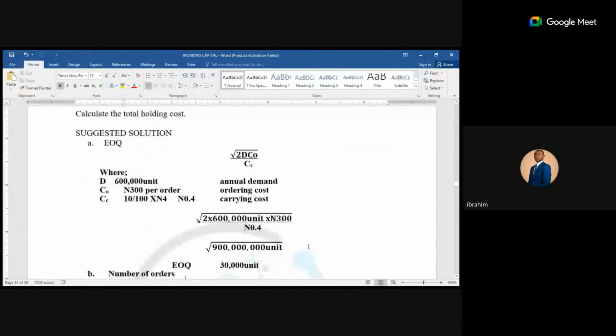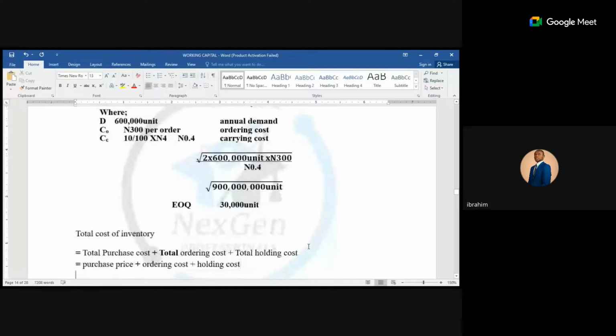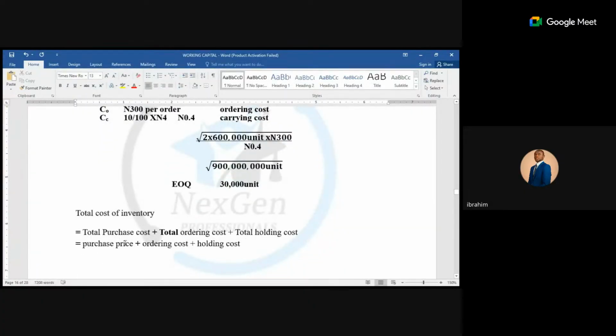So, where are we? Okay. Purchase price times the quantity, annual demand. Let me use annual demand. I don't like taking this inventory management, I don't know why. Annual demand is somehow straightforward though. Is that not so, class? Is it not straightforward?